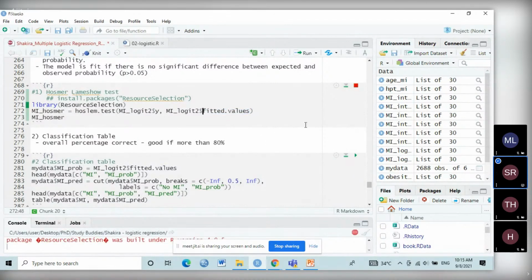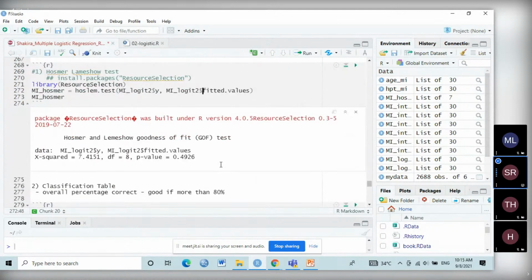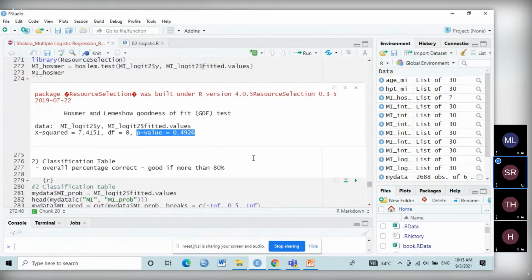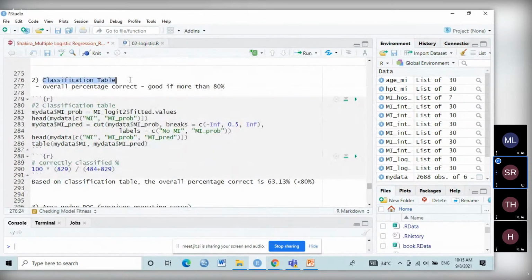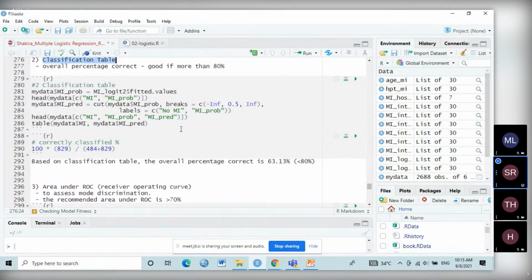So, saya run. Kita dapat dia punya p-value adalah 0.4526. So okay lah, not significant. Okay, and then kita boleh check model fitness guna classification table. So classification table ni kalau boleh nak more than 80%, or 70% pun dah okay. So overall percentage corrected. So maksudnya apa yang kita buat adalah kita cross-check antara actual dengan predicted punya value, and then kita tengok how many percent dia corrected lah.